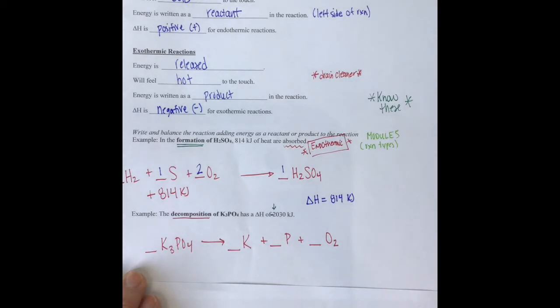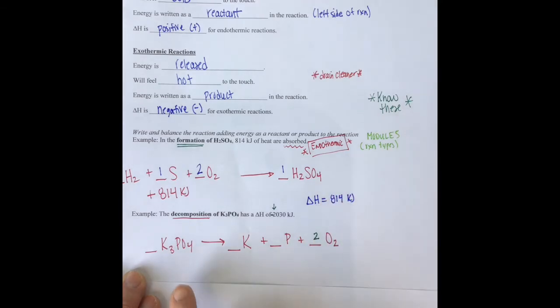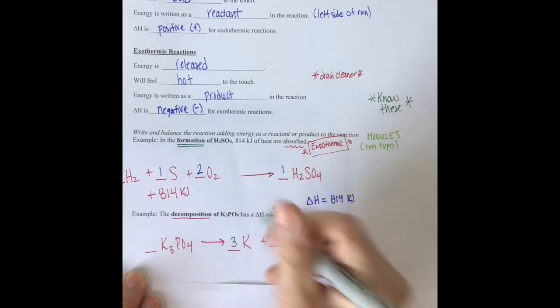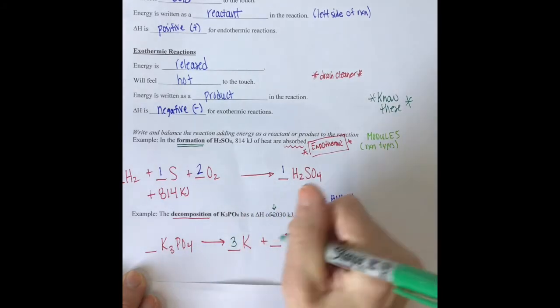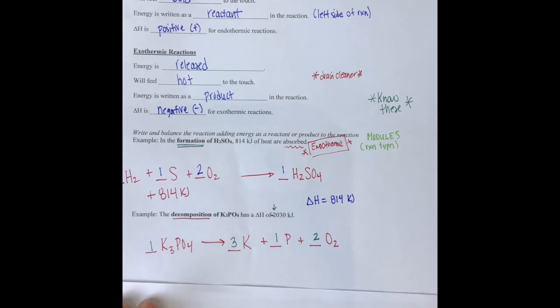Next, you should balance your reaction. Let's see, I have 4 oxygens here, and I have 2 over there. So let's put a 2 here. I have 3 potassium on each side now, and we'll do 1 phosphorus. So that should be good. Now, which side of the reaction should I be adding the heat to?